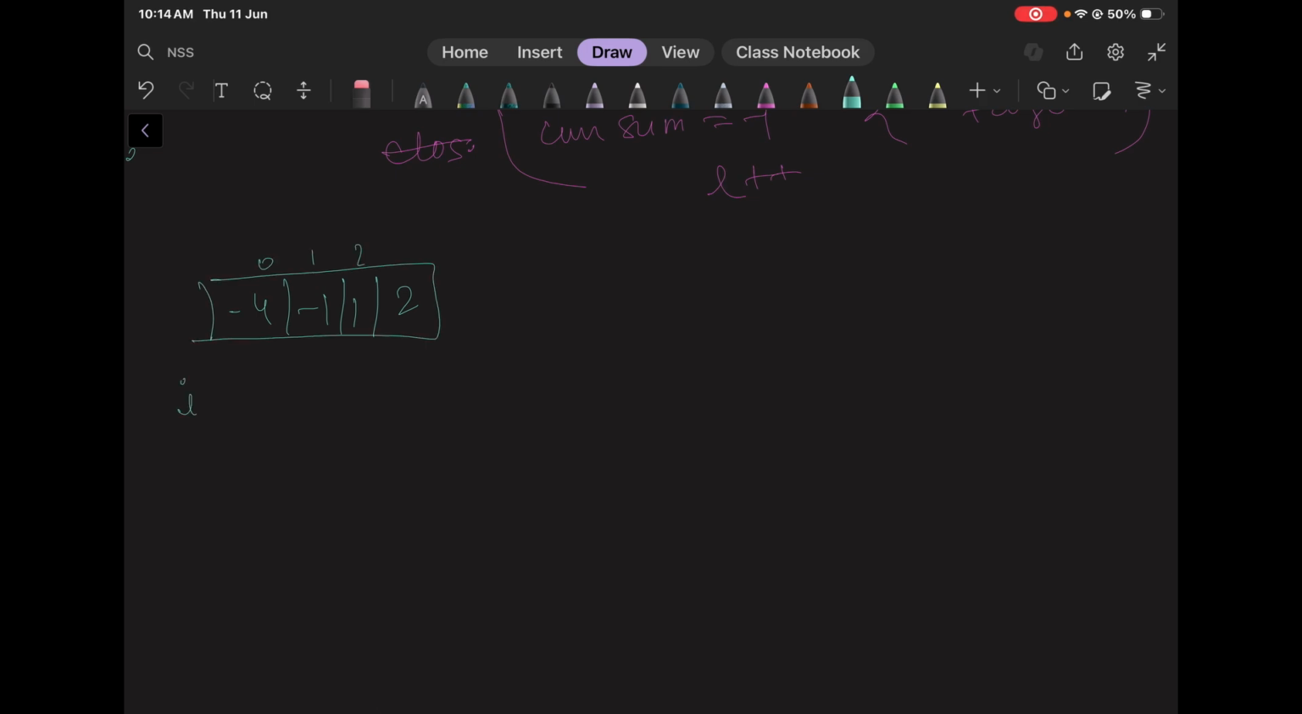So this is 0, 1, 2, 3. My I is 1, my low is I plus 1, high is n minus 1. So this is 2 and this is 3. My I is over here, low is over here, high is over here. So my current sum is equal to nums of I plus nums of low plus nums of high. This is -1 plus 1 plus 2, so this turns out to be 2.